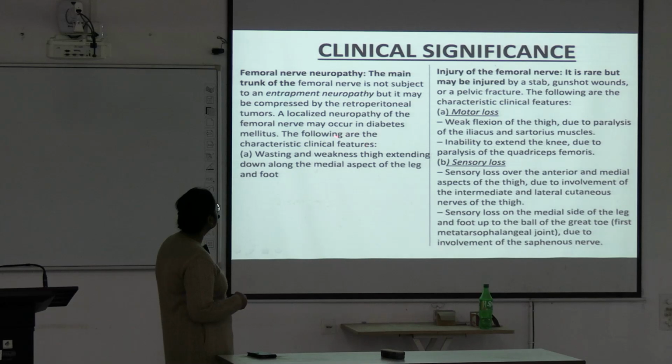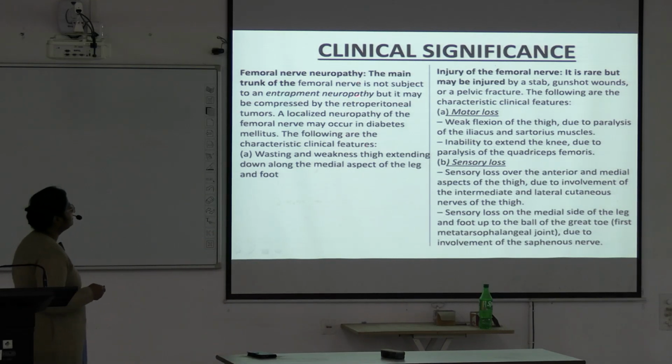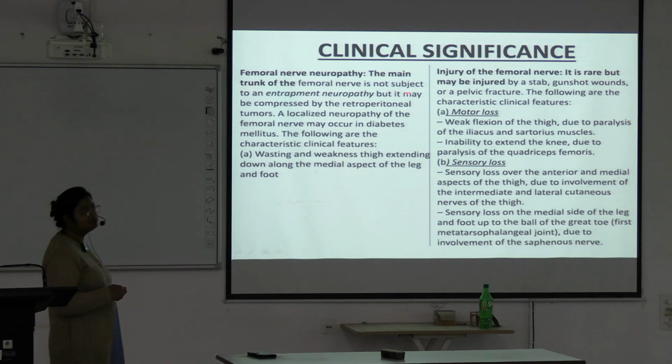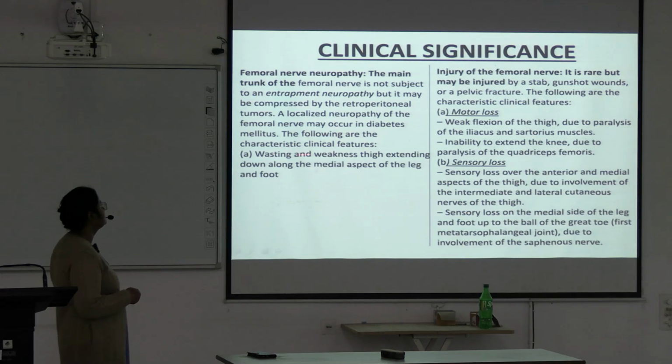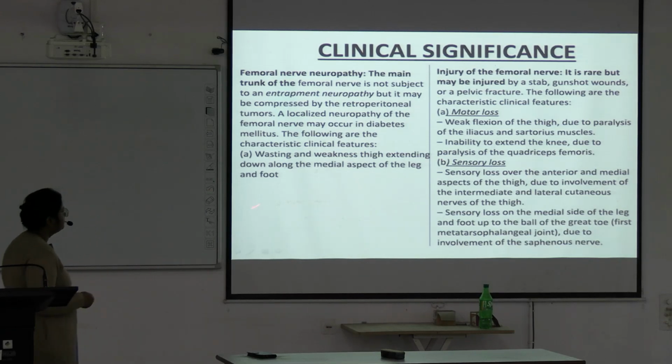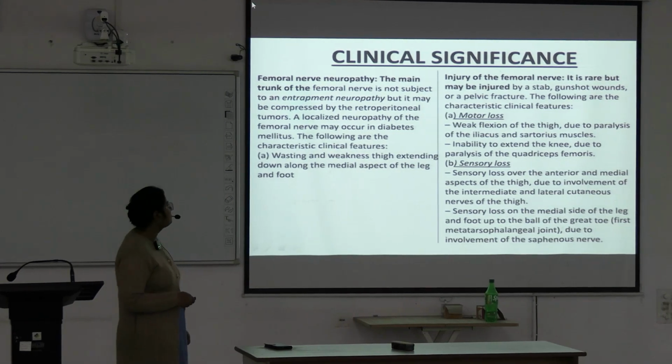Next, so what is the clinical significance? Femoral nerve neuropathy: the main trunk of the femoral nerve is not subject to any entrapment neuropathy, but it may be compressed by retroperitoneal tumors. A localized neuropathy of the femoral nerve may occur in diabetes mellitus, and the following are the characteristic clinical features. There will be wasting or weakness of the thigh, extending down along the medial aspect of the leg and foot. Here is the sensory supply of the saphenous nerve, okay.